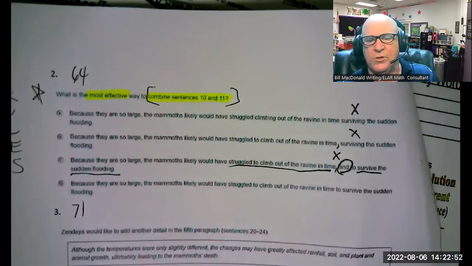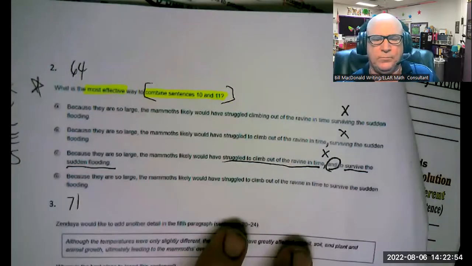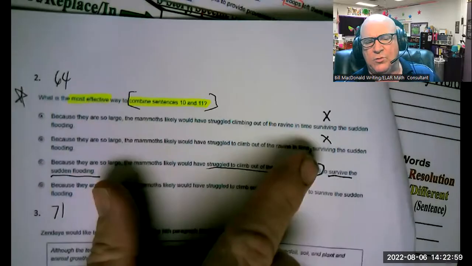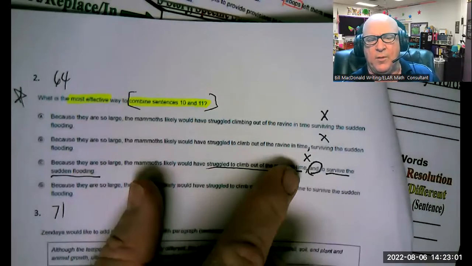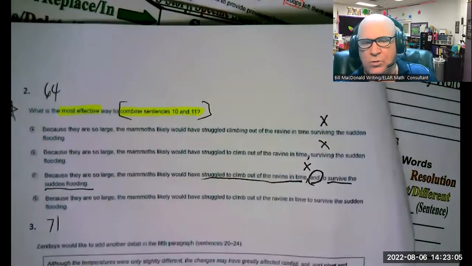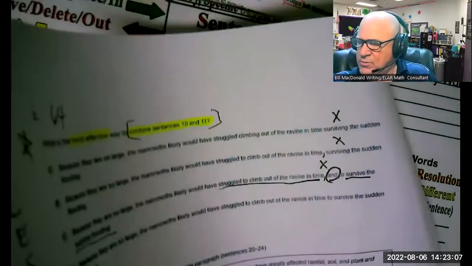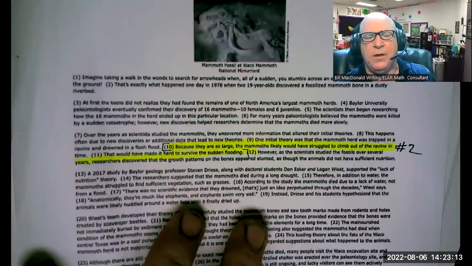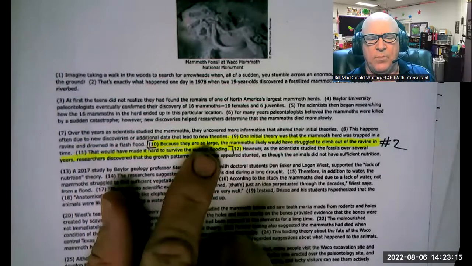And I want you to notice that I have some X's here that did 3 things wrong. But before we talk about it, I want to make sure that we see it on the actual passage. We're only going to focus on the one they asked us about. So there it is. I zoomed in. Capital. Because they are so large, comma.